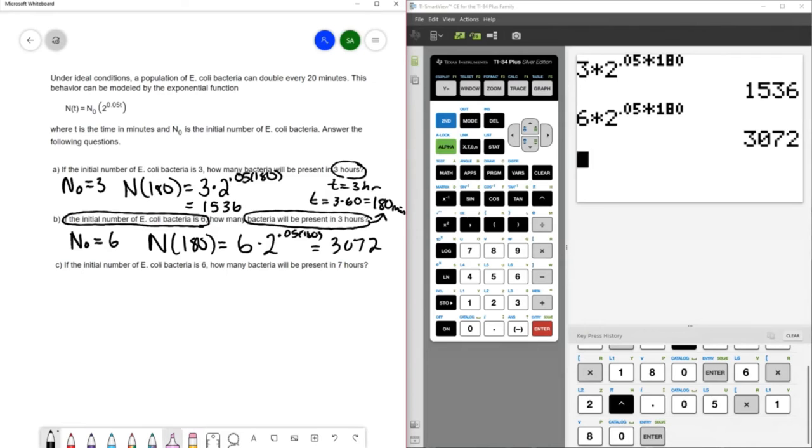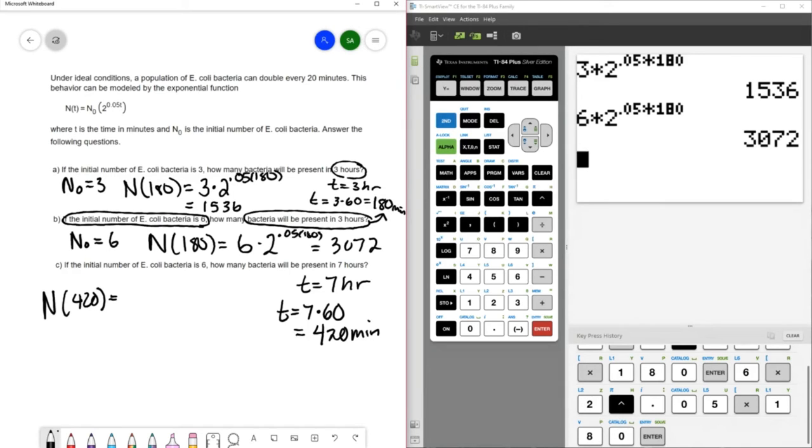In the last part, the initial number of E. coli is 6, and we want to know how many bacteria will be present after 7 hours. So t equals 7 hours. We can change that to minutes. 7 times 60. There are 60 minutes in an hour, and that would give 420 minutes. So we want to find N of 420.